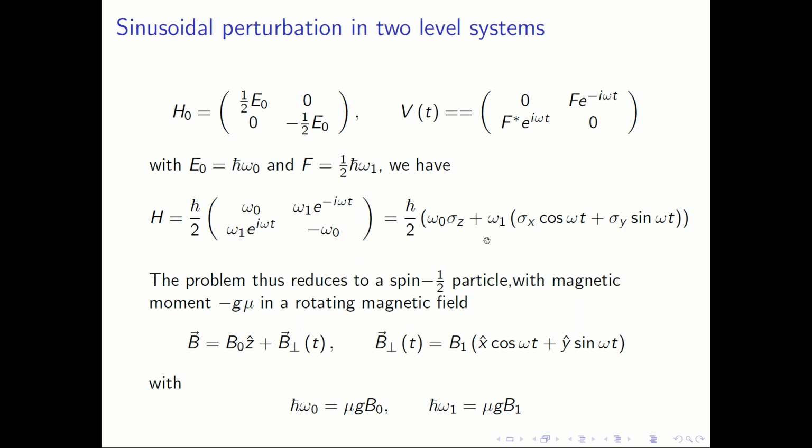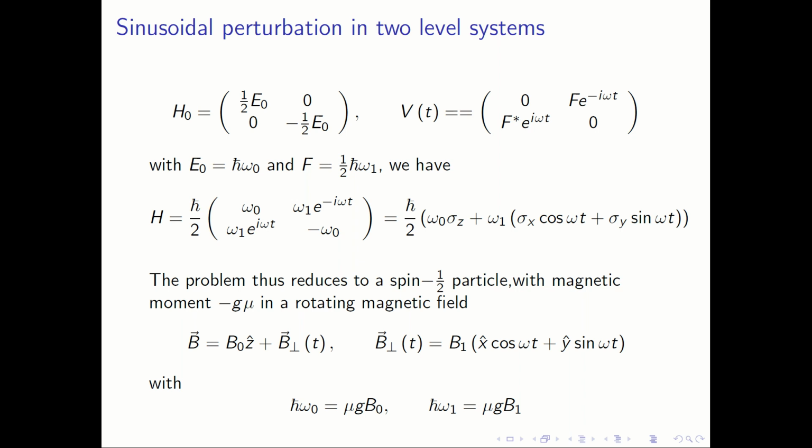While this Hamiltonian describes a sinusoidal perturbation applied to any two-level system, we have a direct physical example of that, which is simply a spin-half particle in a rotating magnetic field. And that example, of course, is very, very important technologically. Things like NMR, nuclear magnetic resonance, and ESR, electron spin resonance, all of these basically start with considerations of a magnetic moment in a rotating magnetic field.